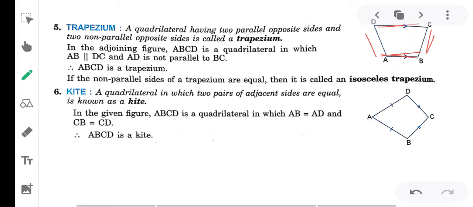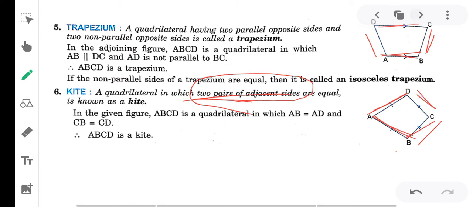Then kite, a quadrilateral in which two pairs of adjacent sides are equal. Adjacent sides means AD and AB, these two sides are adjacent. Then CD and BC, these two sides are adjacent. So in a quadrilateral in which two pairs of adjacent sides are equal, that means AB equals AD and BC equals DC.